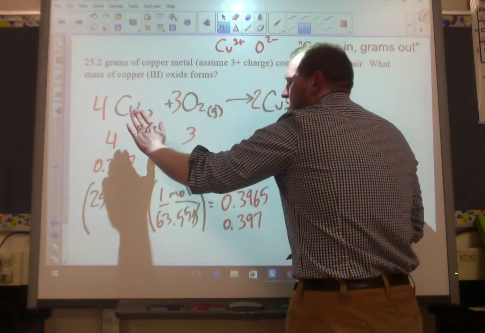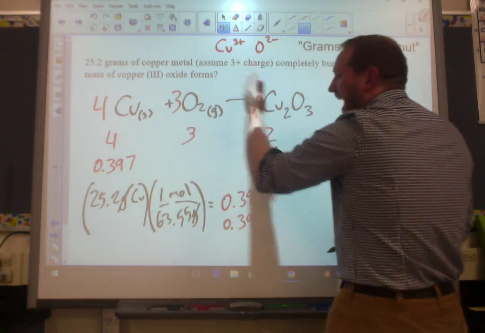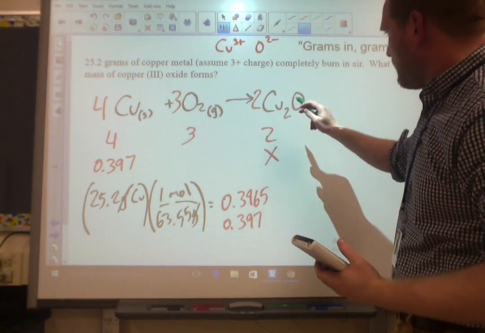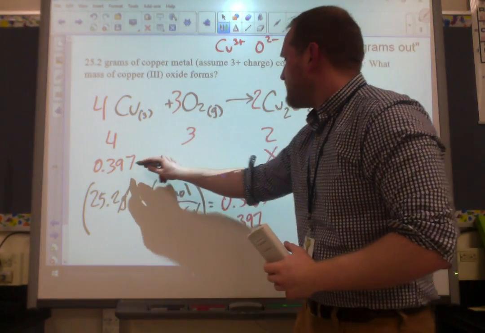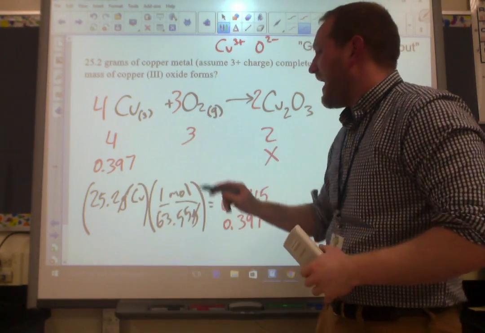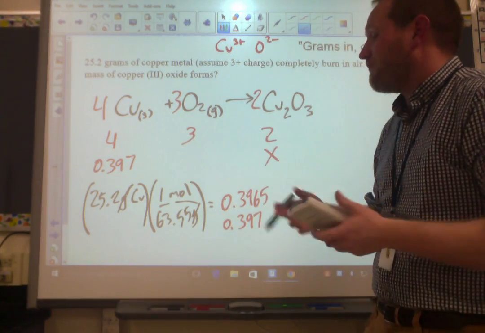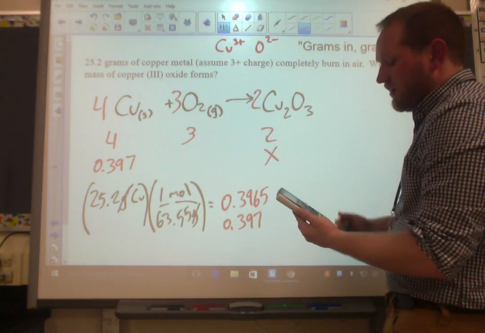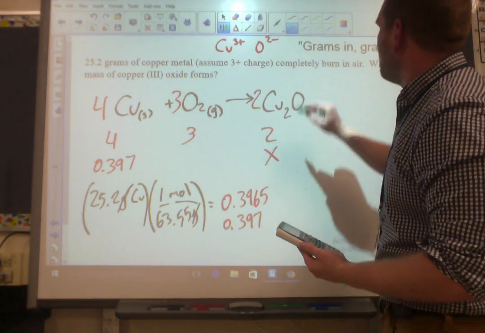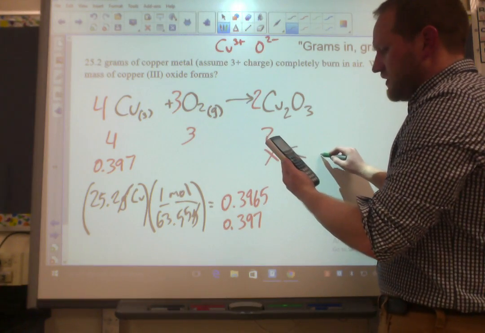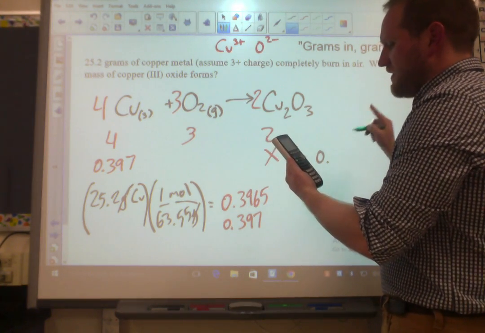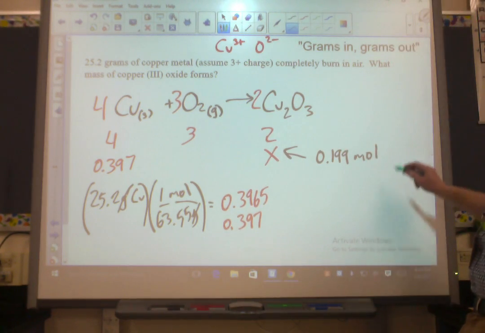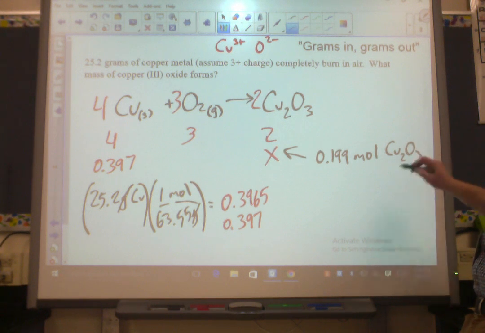So in other words, for every amount of copper you put in, you get half as many moles out of copper 3 oxide. So what I'm going to do is take this number and divide it by 2, cut it in half, because it's a 4 to 2 or a half ratio. So I'm going to say 0.397 divided by 2, and with my 3 sig figs from the problem, the answer I get for x is 0.199 moles, not grams, moles. And that's moles of Cu2O3.